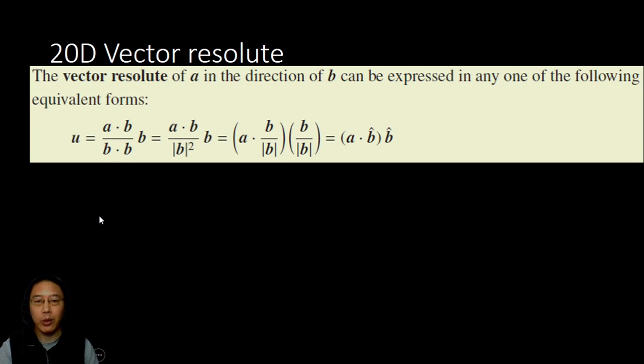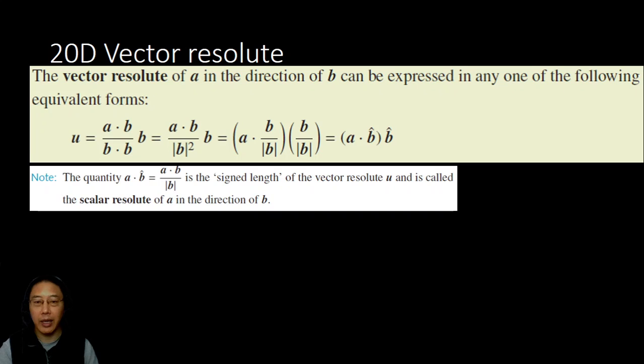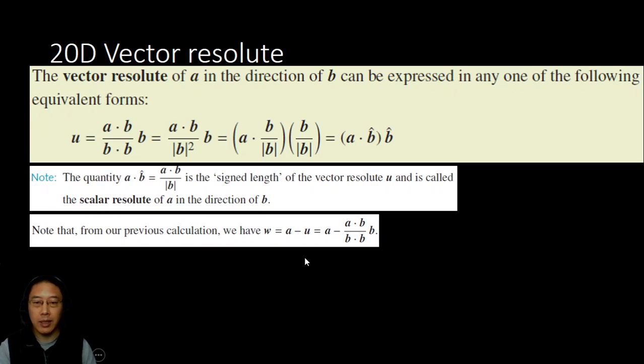Do you remember that vector A is the sum of U and W? So W will be the difference, and we can just do the substitution, do the difference, and you need to rearrange it just to make it more appropriate.